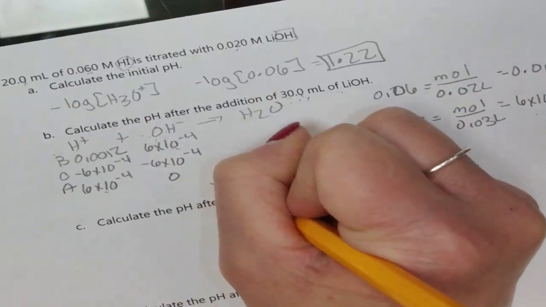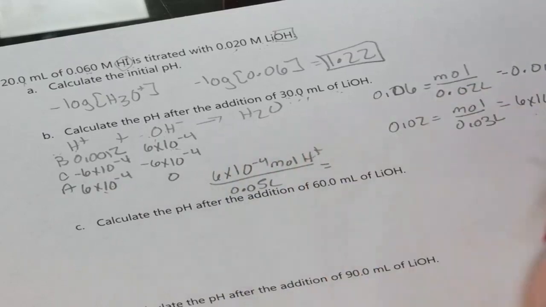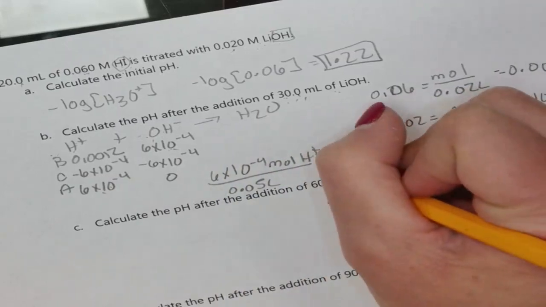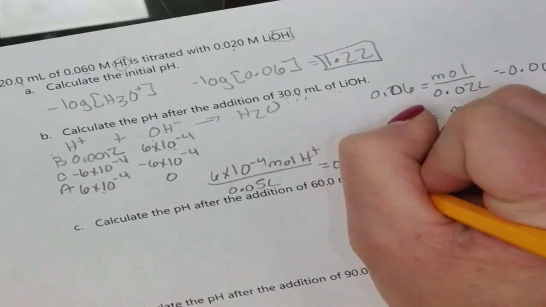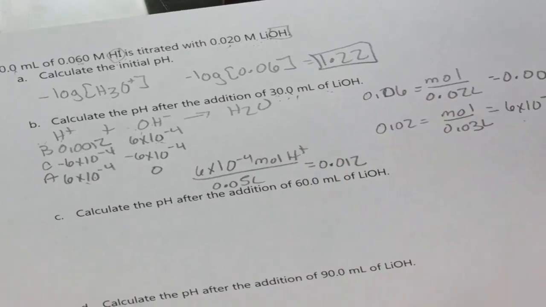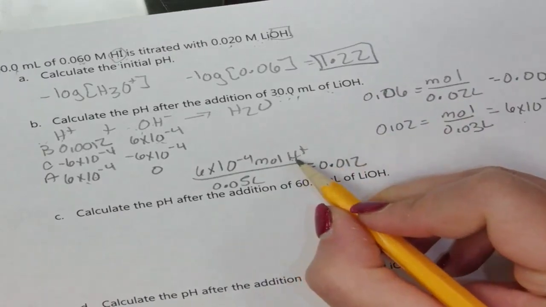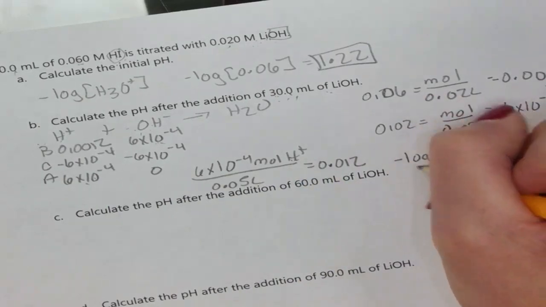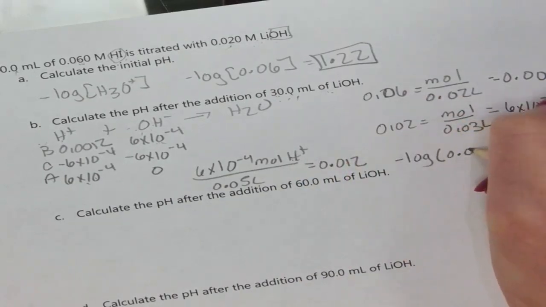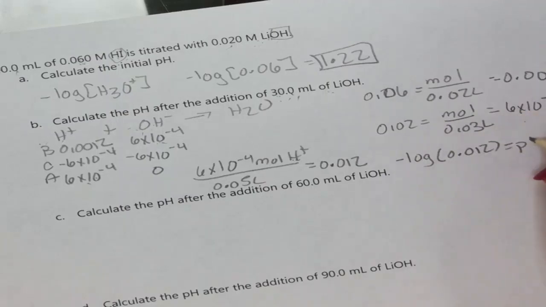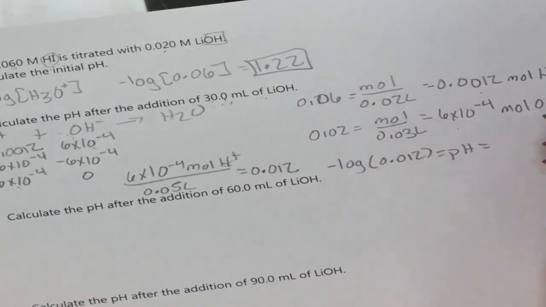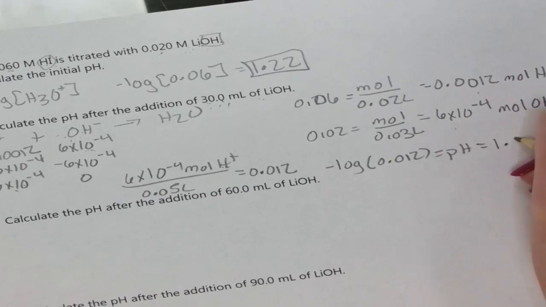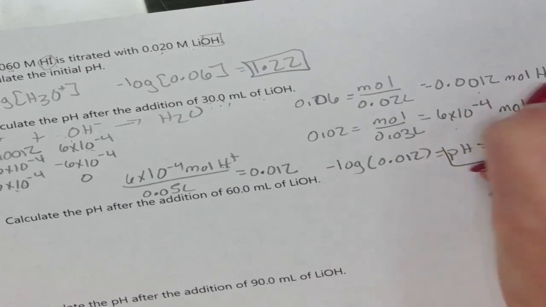So 50 milliliters is 0.05 liters. So the new concentration of hydronium ions is 0.012. This is a hydrogen that is in excess. So when I take the negative log of the hydrogen concentration, that gives me my pH, which is going to have a new pH of 1.92.